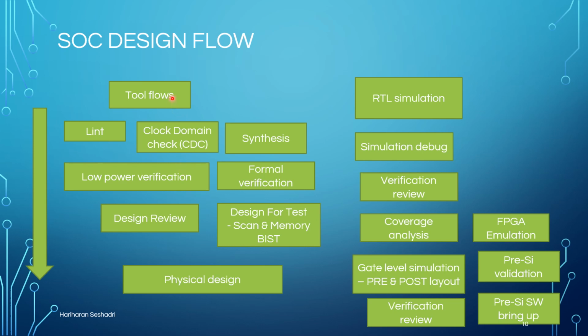So we have various tool flows. So lint. I will not go into details. There is something called lint. It checks upfront. You can go to Google and search, or you can ask ChatGPT what a lint is. These are learning areas for your own.